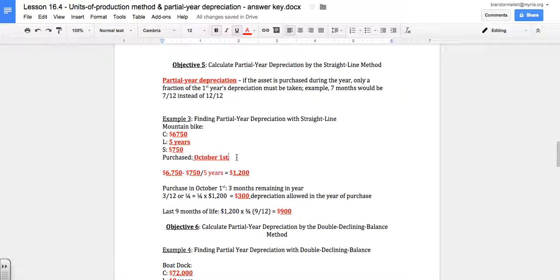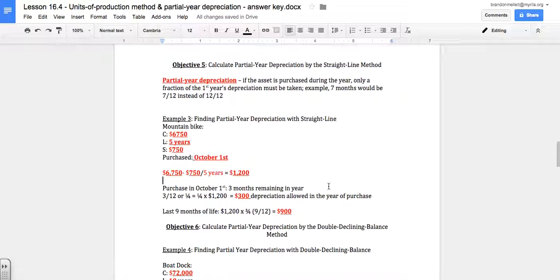It was purchased on October 1st. So, what we need to find out first, as we did in lesson 16.1, is how much it would depreciate each year. We take our cost minus our salvage value divided by our life, and we get $1,200. If we bought this in January and went from year to year, we would know exactly how much it depreciates for each year. But now in this question, it's saying that it was purchased on October 1st.